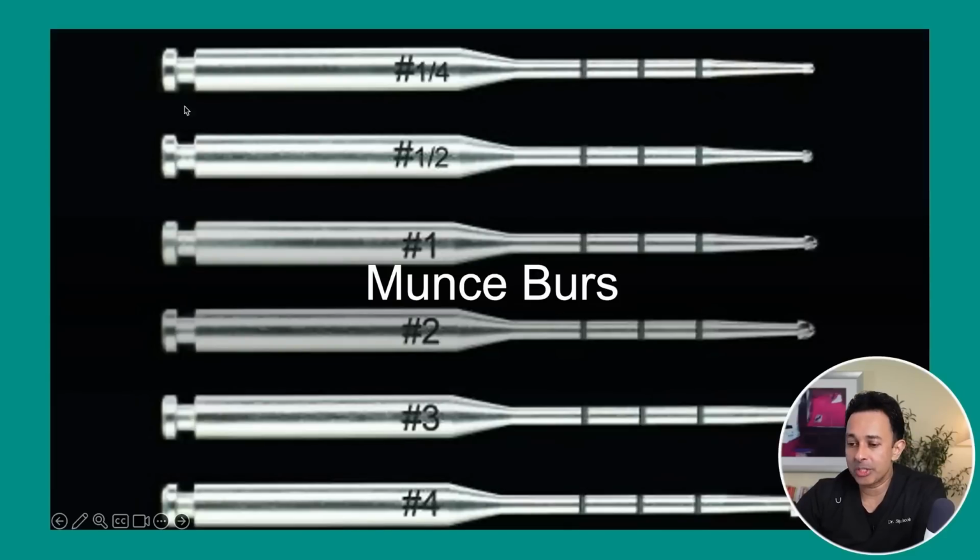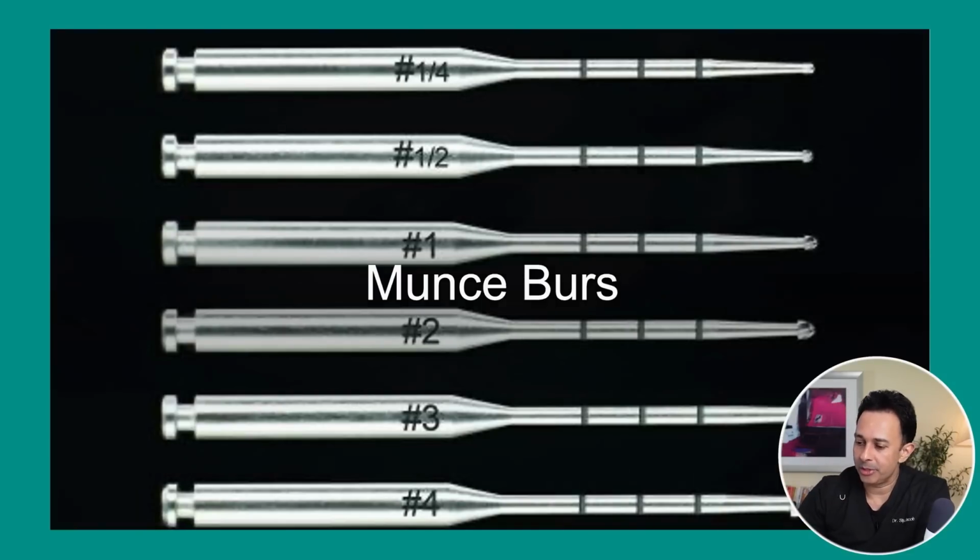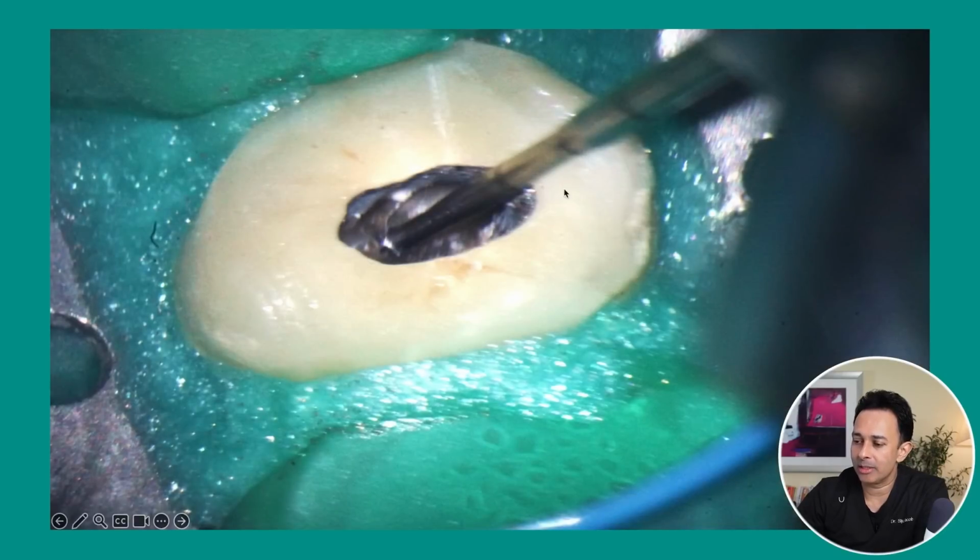The advantage of using Muntz burrs is that it has a very long shank. These are micromotor burrs, so you get a lot of clearance. So you can always see what the tip of the burr is doing, unlike, say, a high-speed handpiece burr, which has certain limitations in terms of length of the burr. So you can see the Muntz burr has a very long clearance between the head of the handpiece and the tip of the burr. So you can always see what the tip of the burr is doing.